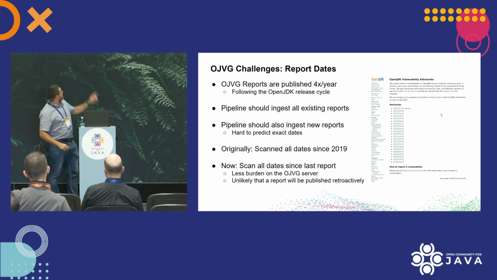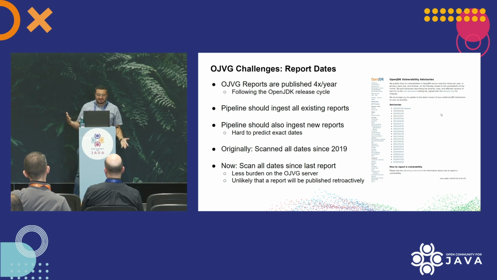The first challenge is this kind of a listing of the report dates. I know it's very small, but basically they're 3 months apart, 4 times a year, follows the OpenJDK release cycle, but they're not on the same exact date. So figuring out when the next one is going to be is an imprecise activity, at least according to the Gregorian calendar.